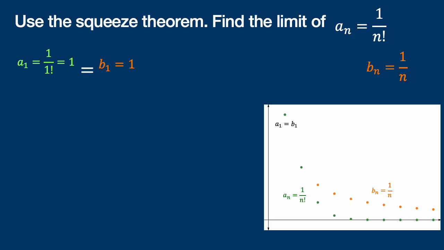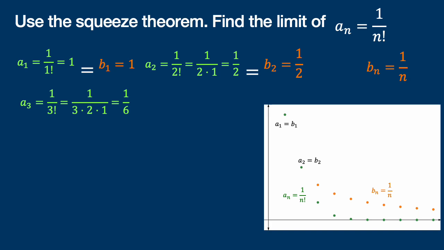Let's have the second term. A2 is 1 over 2 factorial. Factorial means 1 times 2, so that's 1 over 2. Let's find B2. B2 is also 1 over 2. The two values are the same, so we plot them on the graph. A2 and B2 are the same. For n equals 3, A3 is 1 over 3 factorial. Factorial means 3 times 2 times 1, so that's 1 over 6.